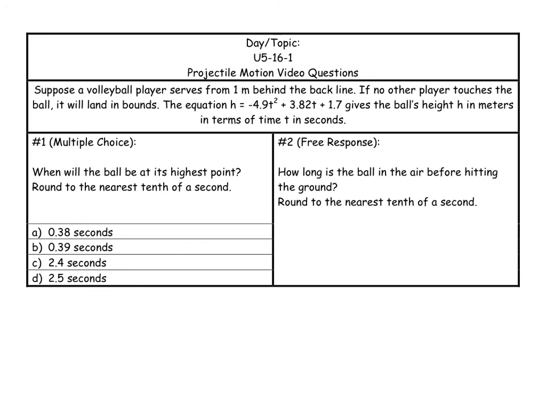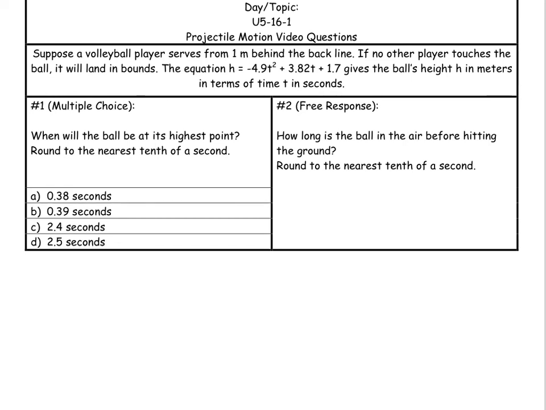Okay, now it's your turn. Suppose a volleyball player serves from 1 meter behind the back line. If no other player touches the ball, it will land in bounds, meaning inside the boundaries of the game. The equation y equals negative 4.9t squared plus 3.8t plus 1.7 gives the ball height h in meters in terms of time t in seconds. My suggestion for this is to draw a parabola. So here's our parabola.